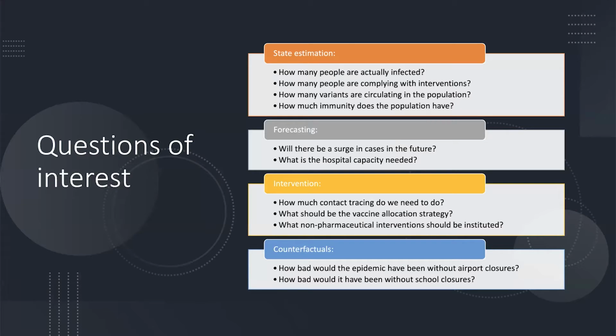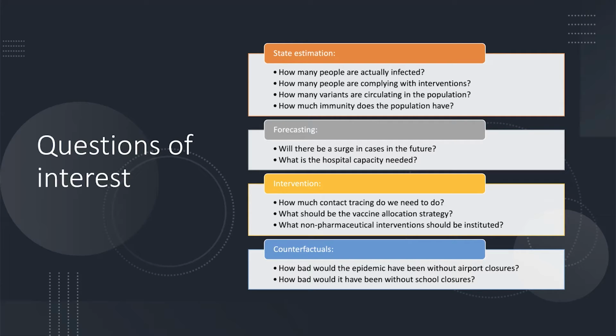work with. And here are some kinds of questions that we typically like to be able to answer. There are state estimation type questions, like how many people are actually infected. This is a big problem with COVID because a lot of people, like 40% of cases, can be asymptomatic or very mildly symptomatic. And we didn't have good testing capability early in the epidemic. So testing policies really impacted our estimates of how many people are infected.